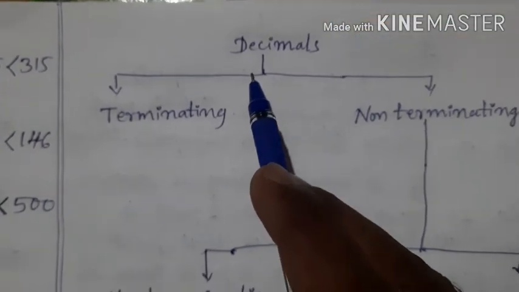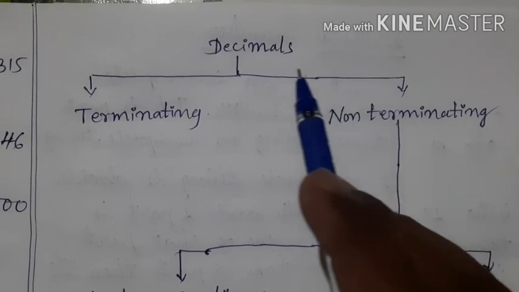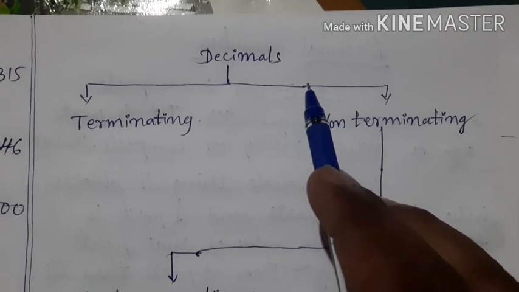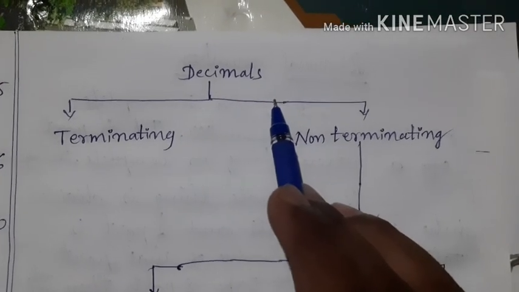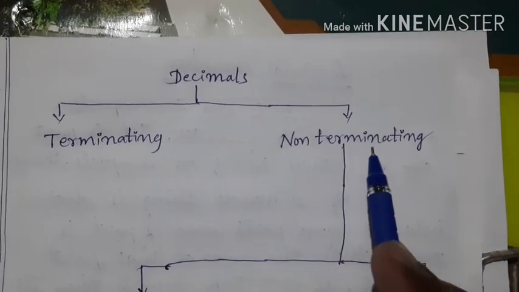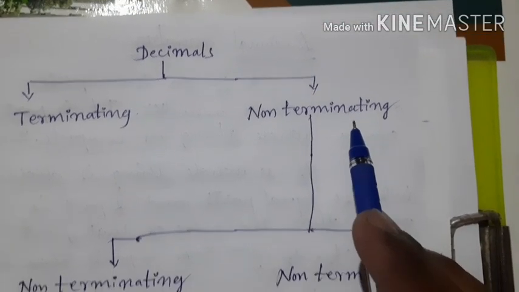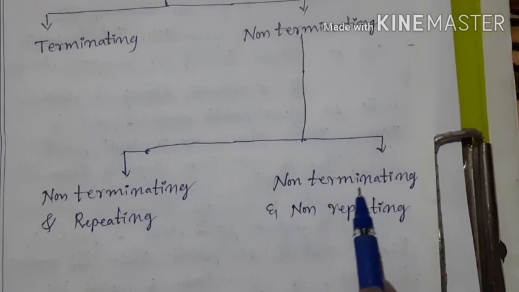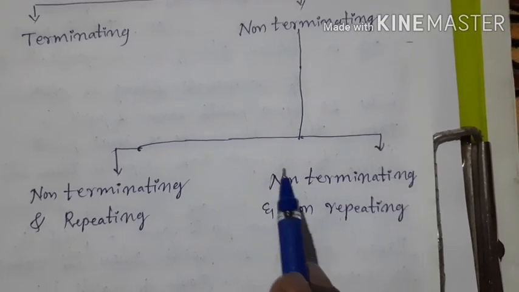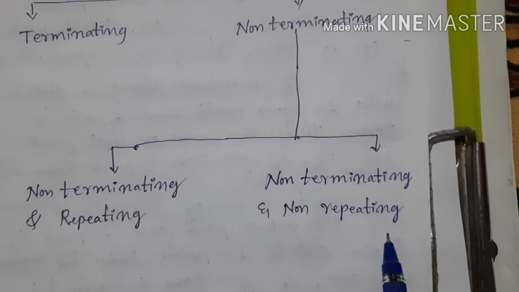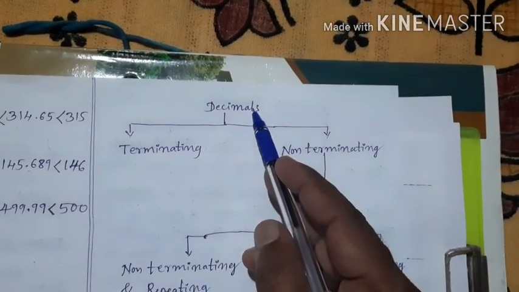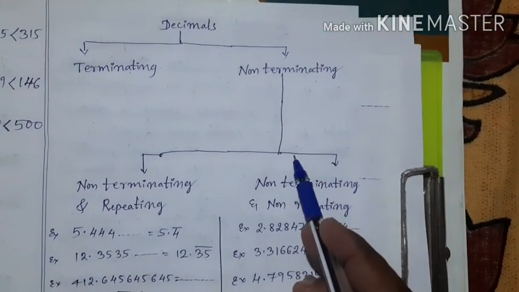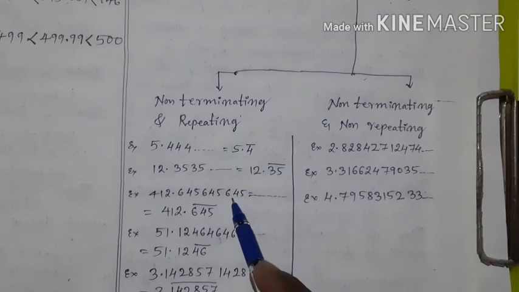Okay, children, you learnt about the decimals, or decimal numbers. These are incomplete numbers. There are different types of decimals. Let us know the classification of decimals. Decimal numbers are mainly classified into two types: terminating decimals and non-terminating decimals. In non-terminating, again there are two types of decimals: non-terminating and repeating decimal or recurring decimal, and non-terminating and non-repeating decimal or non-terminating and non-recurring decimal. This is how we saw what we mean by decimal and the different types of decimals.